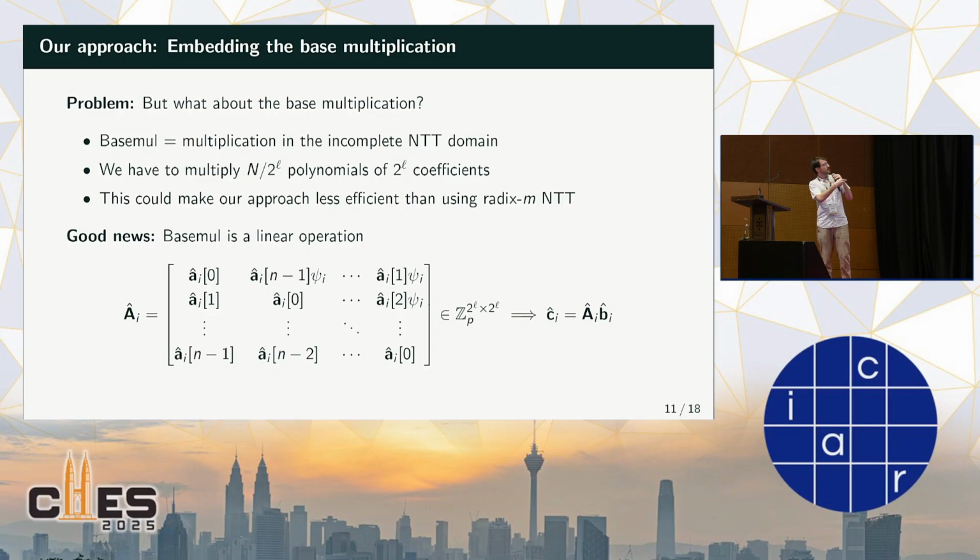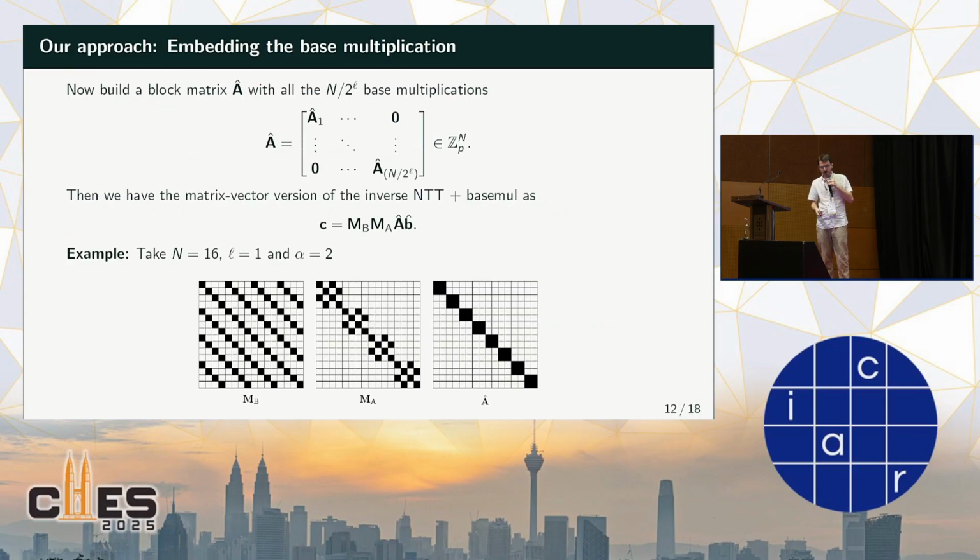But the good news is that the base multiplication is of course also linear. So we have a matrix representing the base multiplication, and we can build a block matrix A-hat with all the base multiplications required.